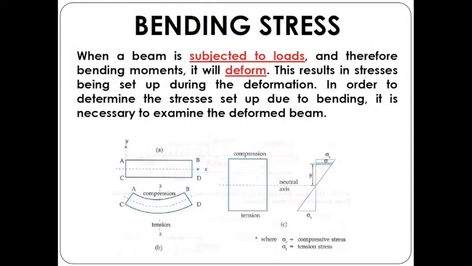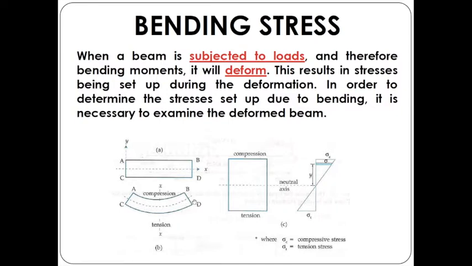Okay, so we move on to the bending stress. When a beam is subjected to load, the beam actually will deflect downwards, right? If the load is from the top, therefore it is acting downwards. So therefore what happens to our beam is that it will deflect downwards as well.